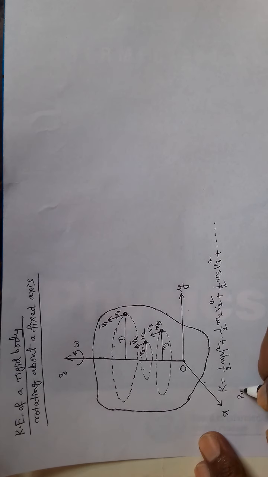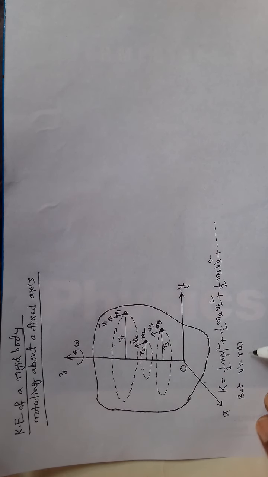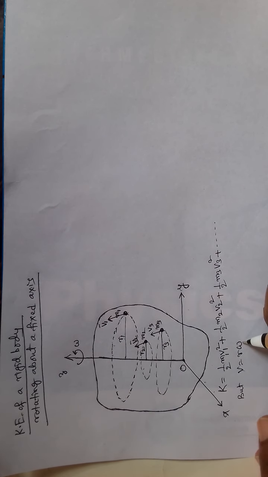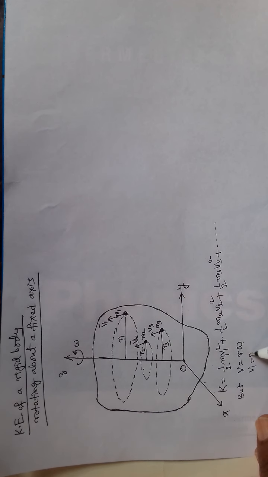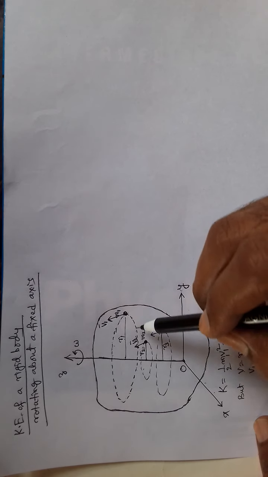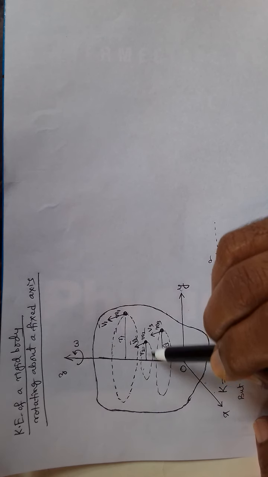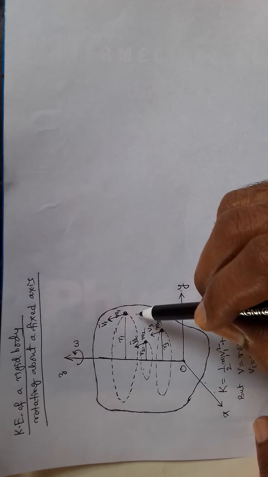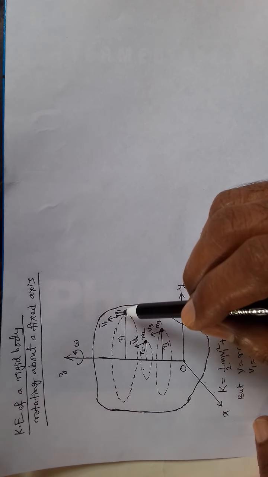But v is equal to r omega. See, we have derived the relation. This is the relation between linear velocity and angular velocity. Now for the first particle it will be v1 equals r1 omega, since the first particle is at a distance of r1. Here we don't write omega 1 because all particles take the same time to complete one rotation. Therefore, all the particles have the same angular velocity.